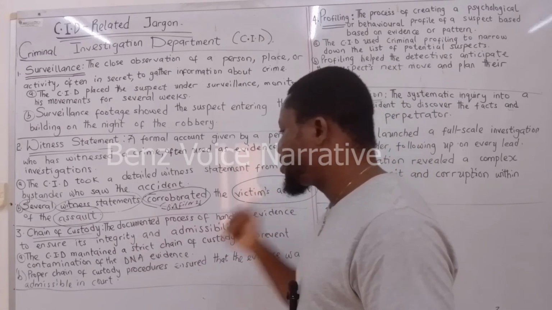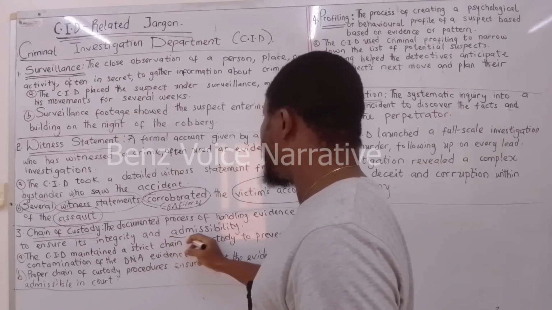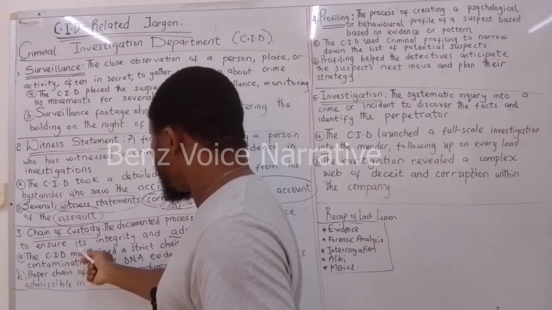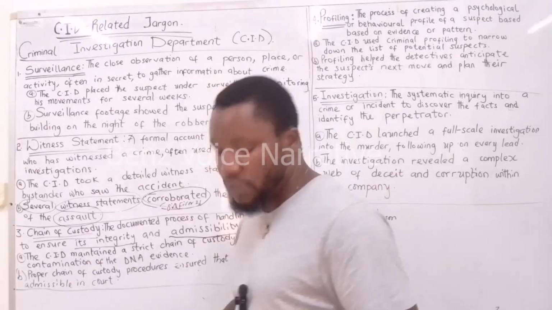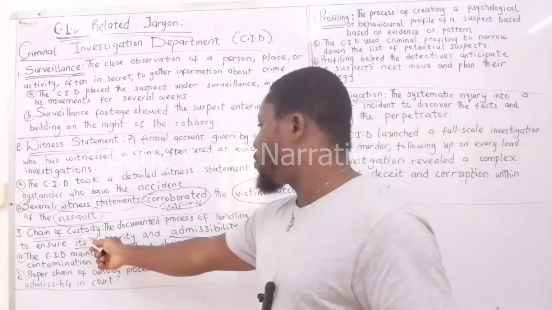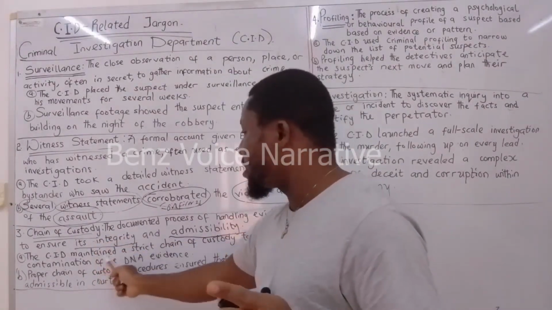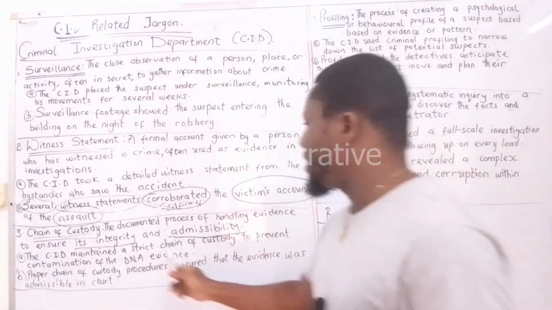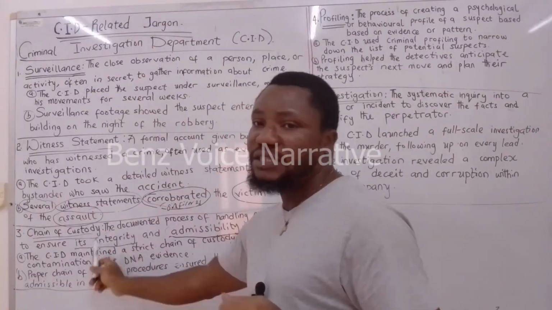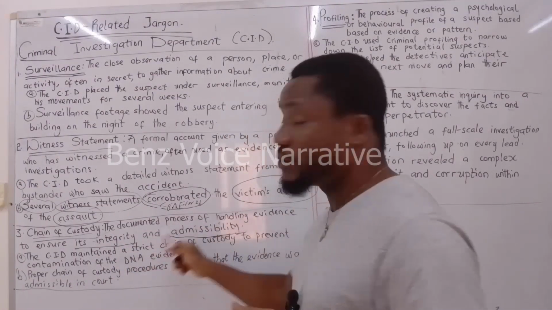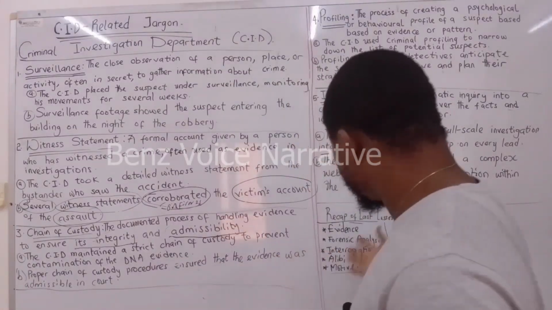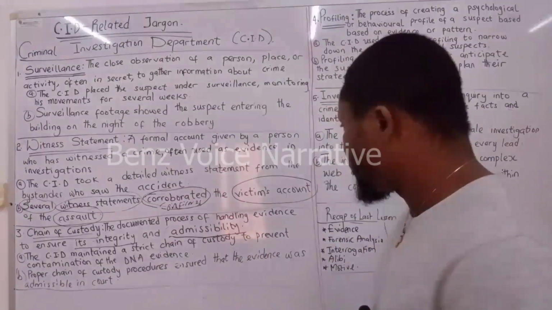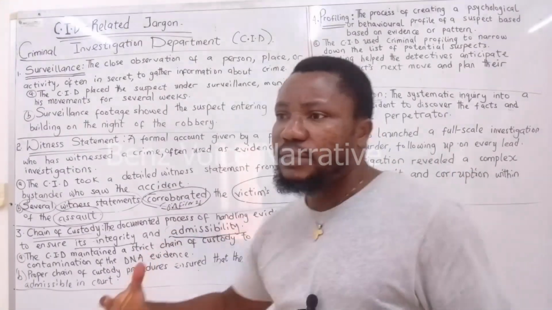Now I'm going to explain what the word admissibility means, but before then, let's understand what evidence integrity is all about. Okay, now the integrity of an evidence equates to its admissibility. If an evidence lacks integrity, then it won't be admissible in the court of law or in the investigative process. Okay. Now let's look at this picture.